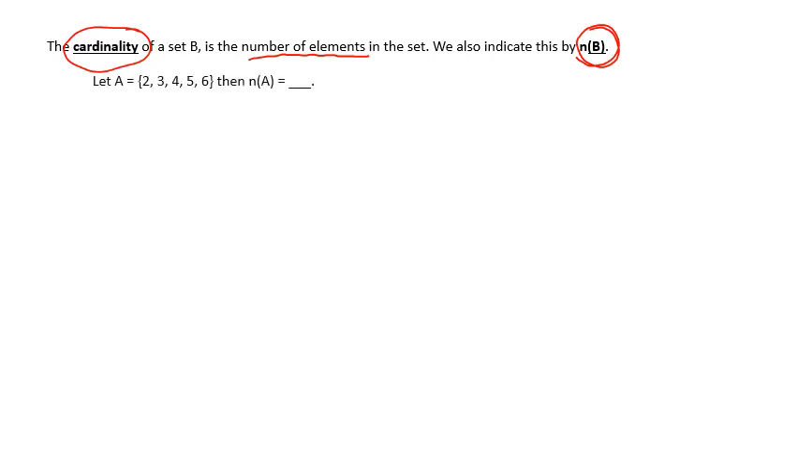For example, suppose we have the set A given here. Can you tell me the number of elements in A? 5.